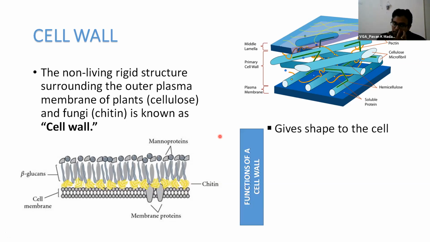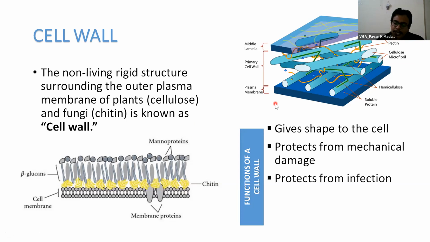Let us talk about the functions of a cell wall. What are the major functions of a cell wall? It gives shape to the cell, it protects the cell from mechanical damage, and it protects from infection. Can just any organism enter our body through our skin? It is impossible, right? If molecules could enter through our skin, then every day thousands of typhoid and dengue cases would be reported in this season.